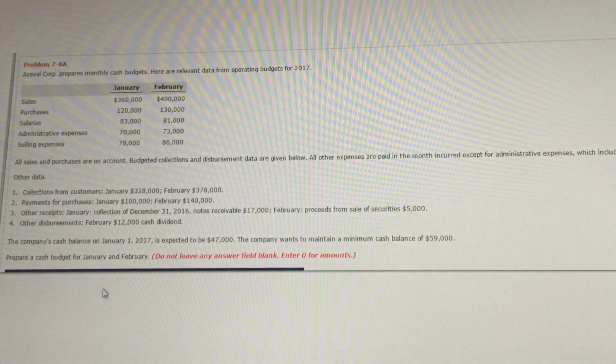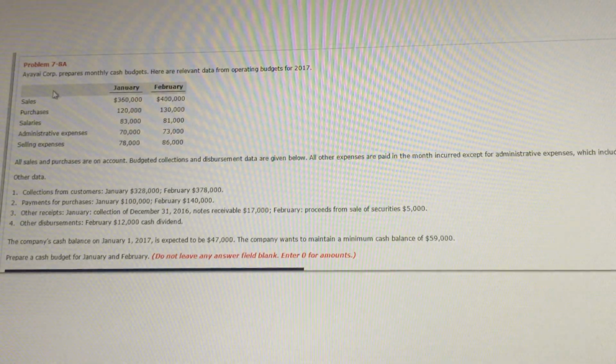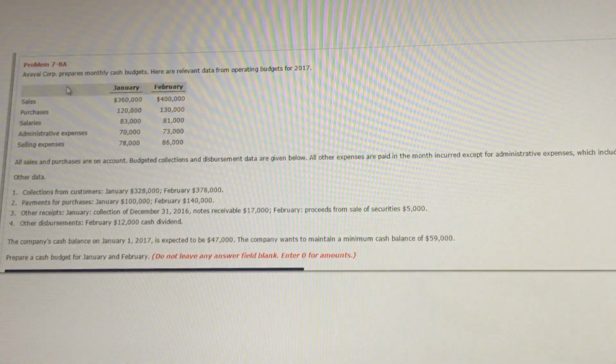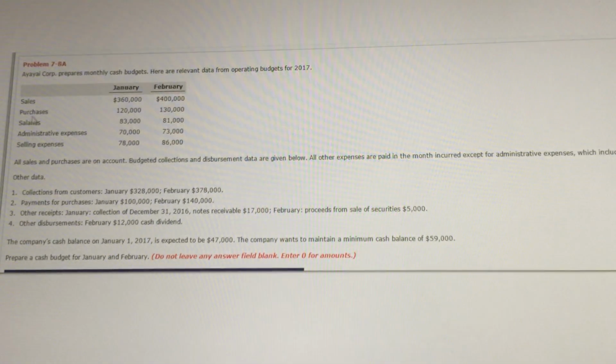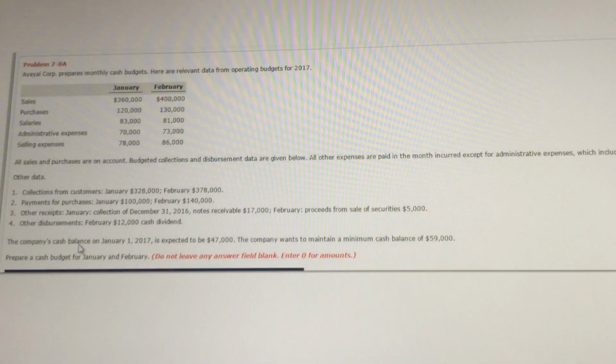I'm doing problem 7-8A for the Ayaya Corporation. It wants us to do the monthly cash budgets for January and February. There's the information we've been given, and this is the other data that they've given us as well.